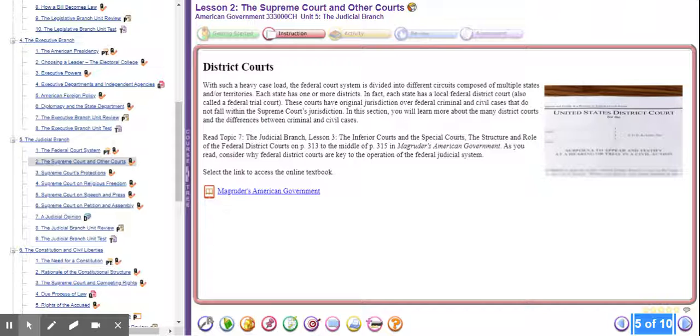But essentially understand that we have all of these different lower courts because if every case was just heard by the Supreme Court, it would just grind to a halt. There would be too much going on. So we have all of these lower courts. We call them district courts usually. Okay. But again, be sure to read this topic 7 on page 313 to 315. All right. And it'll talk a little more about that.